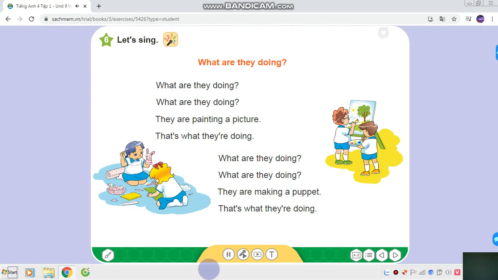What are they doing? What are they doing? They are painting a picture. That's what they're doing. What are they doing? They are making a puppet. That's what they're doing.